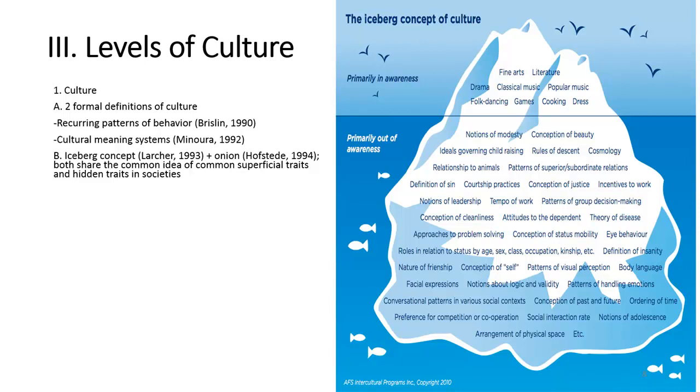But what's really interesting about this iceberg is that even though we can see a part of the iceberg above the waterline, there's a huge part of the iceberg below the waterline. And those are those hidden traits of culture in societies, right? So your ideas about courtship or conception of justice or rules about decency or conversational patterns or facial expressions. So the author is trying to get us to see and understand that all these rules and ideas about culture are out of our sight line. They're primarily out of our awareness.